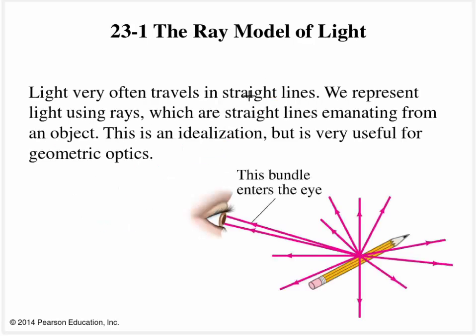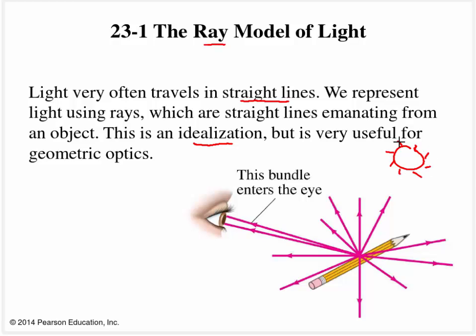So let's start off by talking about how we can actually visualize objects, and this is saying that we have some ray model for light, and we're essentially going to say light's going to travel very often in straight lines. Now, this is an idealization, it's not entirely true, however, for all intents and purposes, it's good enough for government work.